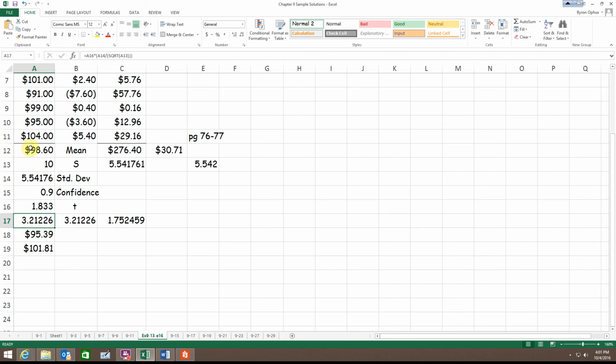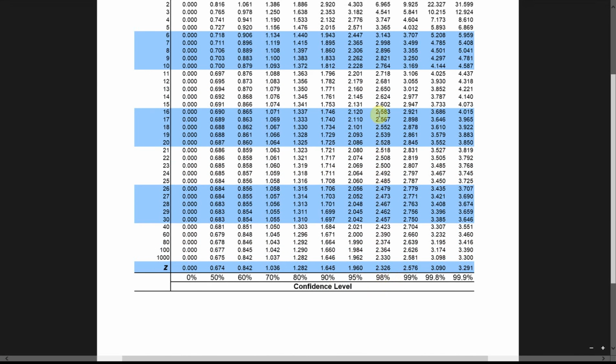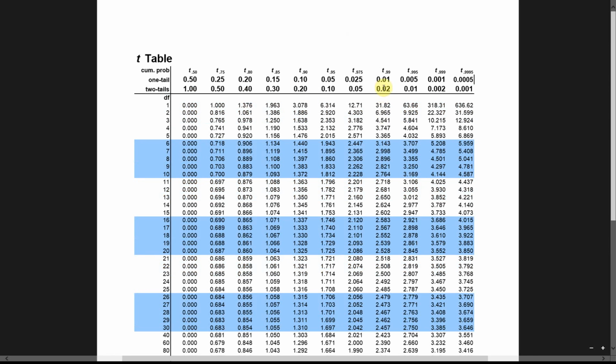And so at a 90% confidence level, I can say that the population mean is somewhere, so I got to take it plus or minus this, right? Somewhere between $95.39 and $101.81. I think your guys' is just very much the same, although you're using a 98% confidence level. Okay, so it's two-tailed, so it's going to be this column, right? Or 0.02 up there is the one that you guys will use.